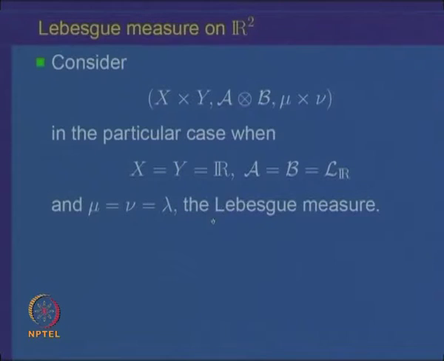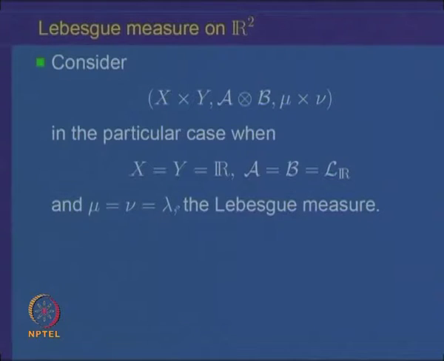So, let us just recall. We had defined the product measure space. Given measure spaces X, A, mu and Y, B, nu, we defined the product sigma algebra A times B on the product space X cross Y and the product measure mu cross nu. Today we will start looking at the particular case when X is equal to Y equal to the real line, and the sigma algebra A is the same as the sigma algebra B, the sigma algebra of Lebesgue measurable sets on the real line, and mu is the same as nu, which is the Lebesgue measure.